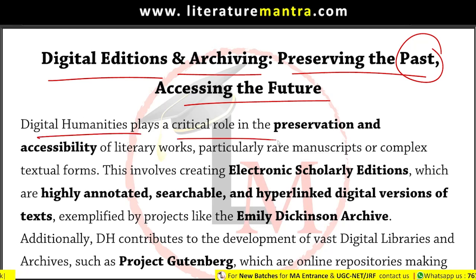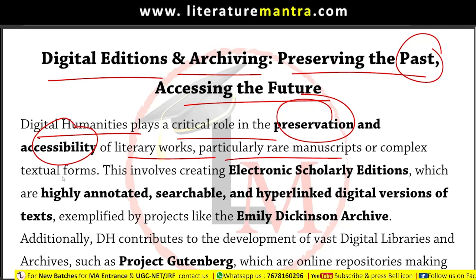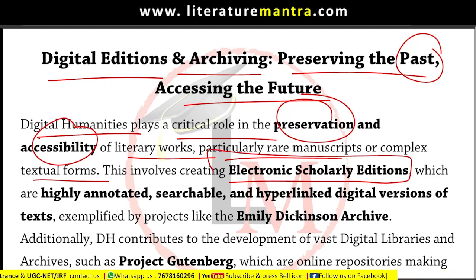Digital humanities plays a critical role in the preservation and accessibility of literary works. It's very obvious, right? I gave the example of a rare manuscript. For example, let's say a rare manuscript of Beowulf. ठीक है? So particularly rare manuscripts or complex textual forms. This involves creating electronic scholarly editions. Now, some teachers say that there's something called electronic literature, but rather than electronic literature, the correct terminology is electronic editions or electronic scholarly editions.